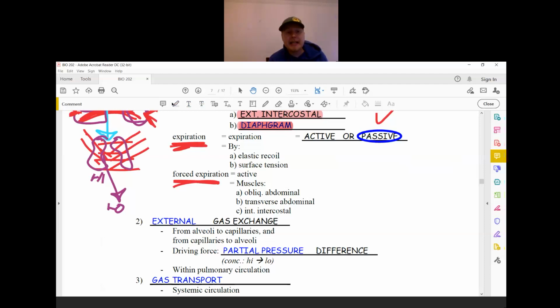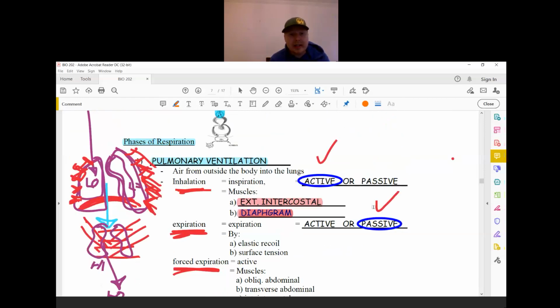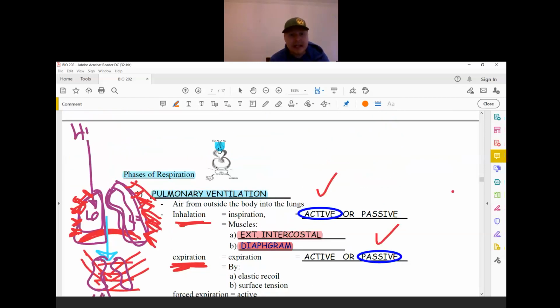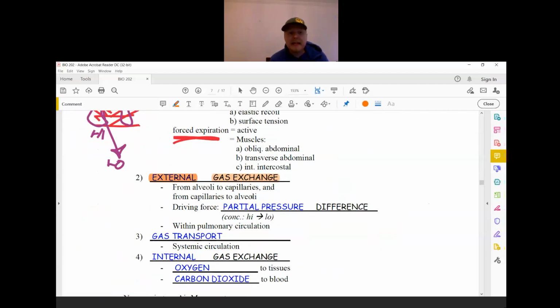What we see at the next stage of the respiratory process is the external gas exchange. This gives you a clue that there's going to be another time when we see gas exchange happening. This external gas exchange takes place here, between the alveoli and the capillaries of the cardiovascular system. And the driving force was, again, this partial pressure difference where the materials move from high pressure to the lower pressure. We just had a look at that.